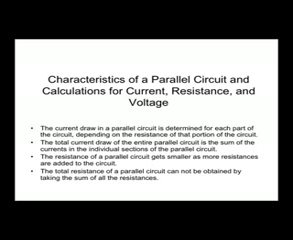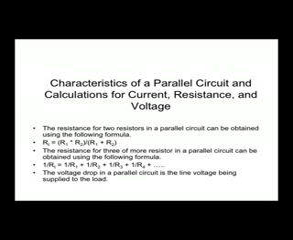An example of a parallel circuit is found here. You have a generator and a switch and 3 loads that are all receiving source voltage. No current has to go through another load to get to a second load. The current drawn in a parallel circuit is determined for each part of the circuit depending on the resistance of that portion of the circuit. The total current draw of the entire parallel circuit is the sum of the currents in the individual sections. In other words, all the amperages add.